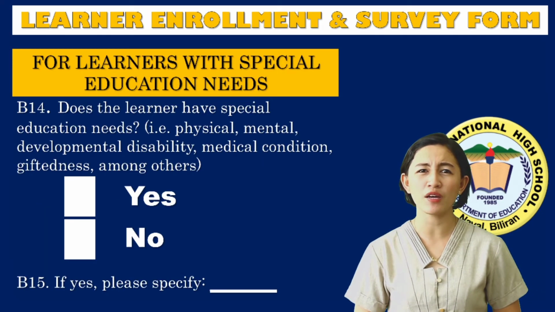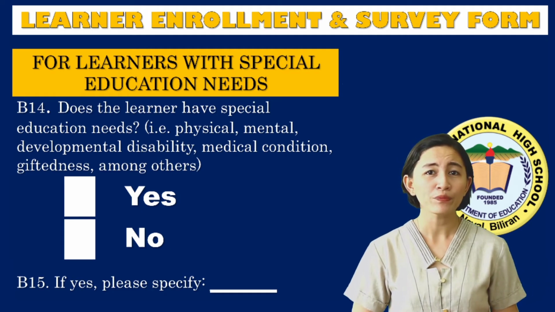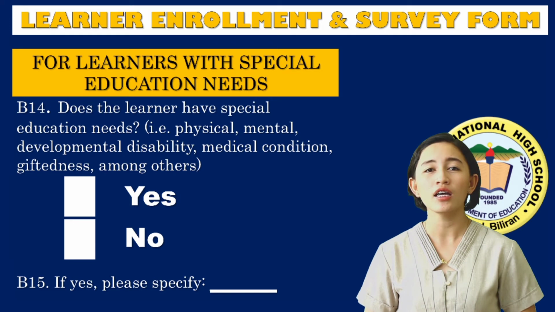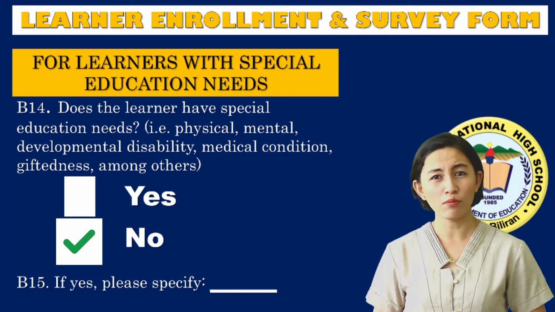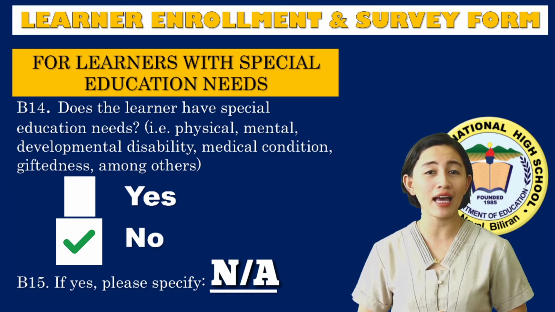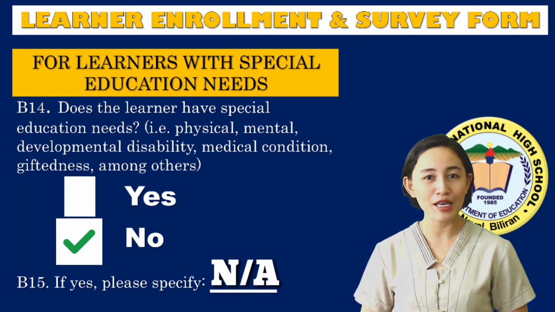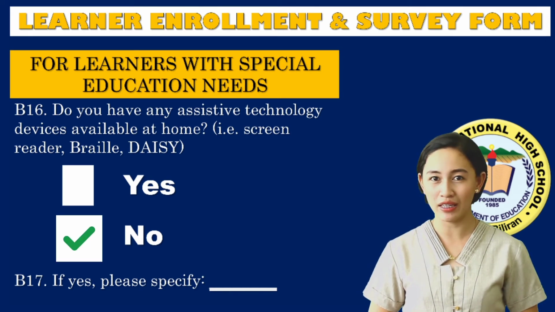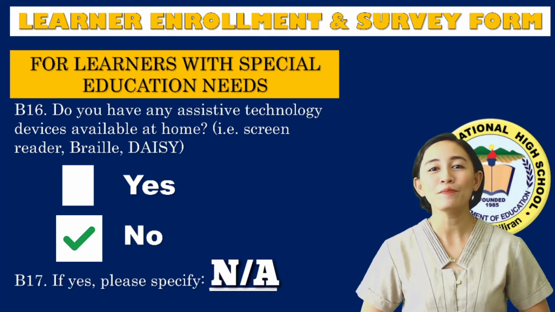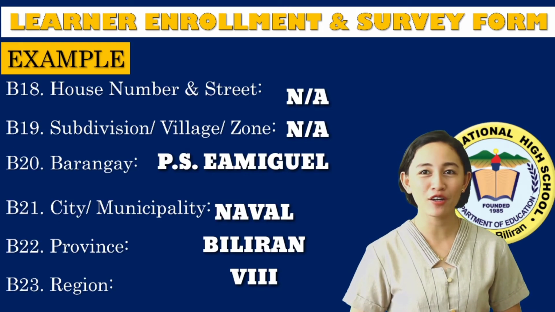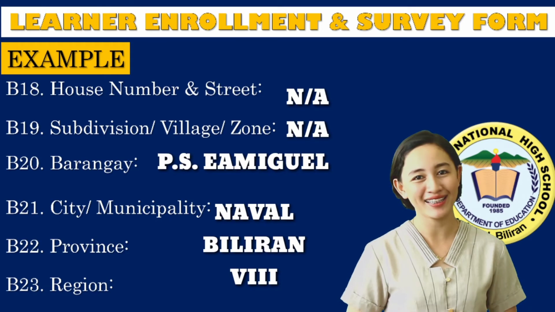Does the learner have special education needs? Example, physical, mental, developmental disability, medical condition, giftedness, among others. This refers to whatever difficulties or extra talents you have. If yes, please specify. Do you have any assistive technology devices available at home? If yes, please specify. From P18 to 23, kung meron available data at alam ninyo, punan na natin.